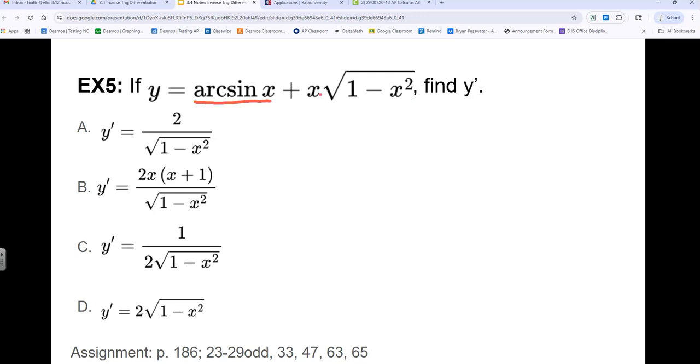You want to make it a fraction. So it'll be y equals arc sine x plus, and then you got x times 1 minus x squared to the 1/2. And when you take that derivative, what rule do you have to use over here? Chain is not wrong, but you also need product. It's a product rule with a chain rule inside of it, because you got x times this other stuff over here.